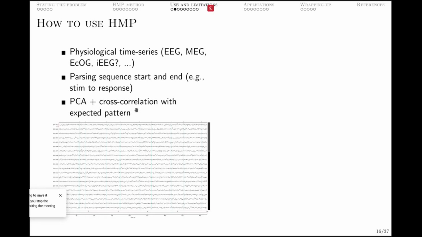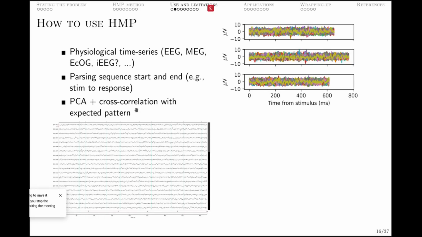Well, the first thing that we do when we have this data is that we parse the sequence from the stimulus onset to the response, right? As I showed you at the beginning of the HMP method part, we are expecting that there is a sequence of a defined duration at each trial. So in this case, it would be the time between the stimulus onset and the response onset.